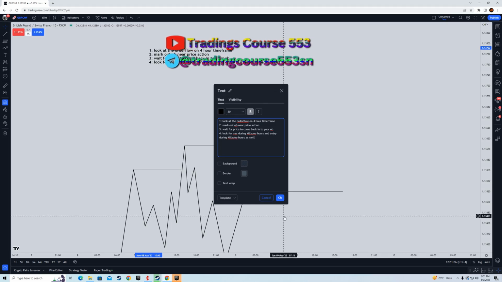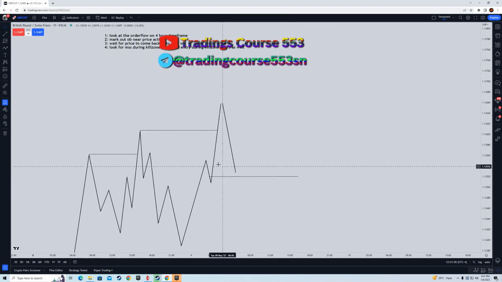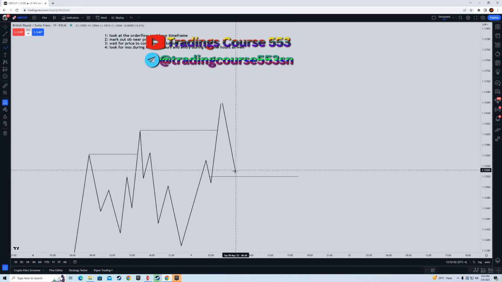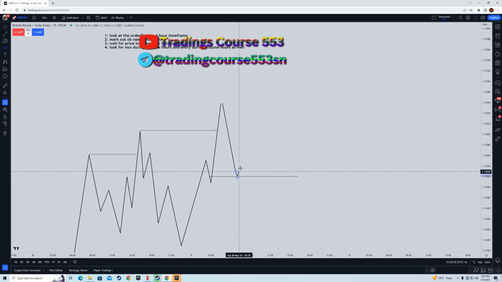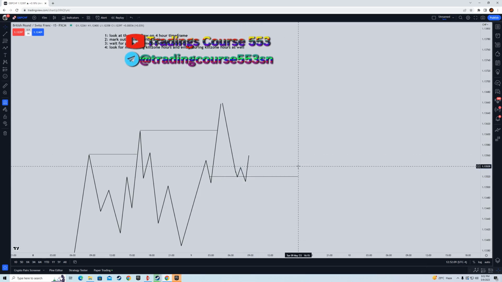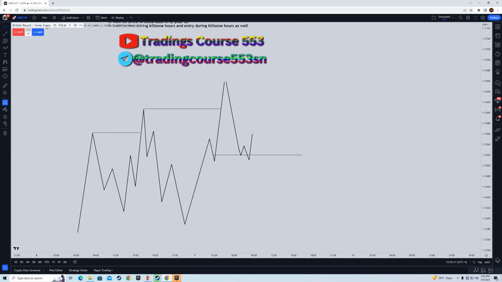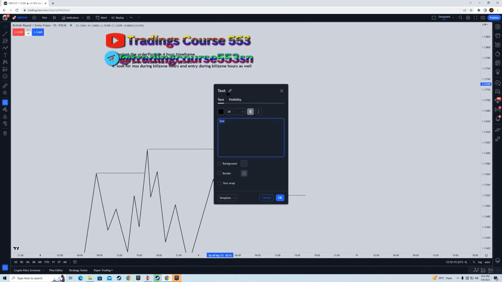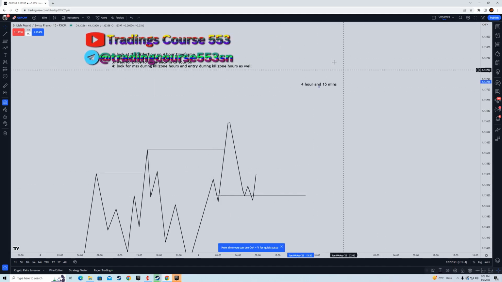So you wait for price to come back into your order block. Once that happens, you drop down to the 15-minute time frame and look for a market structure shift during the kill zone. When you're at the 15-minute time frame, we are only using 2 time frames for this strategy, 4-hour and 15 minutes. We're not going to use any other time frame.